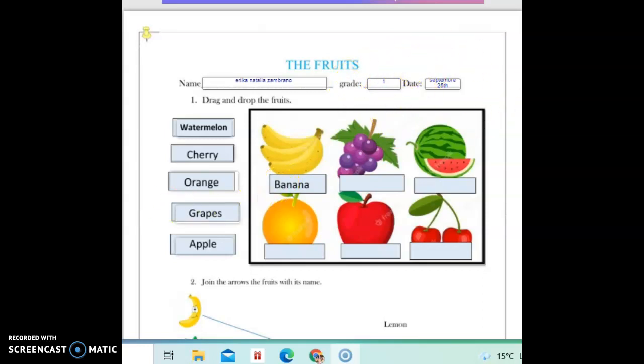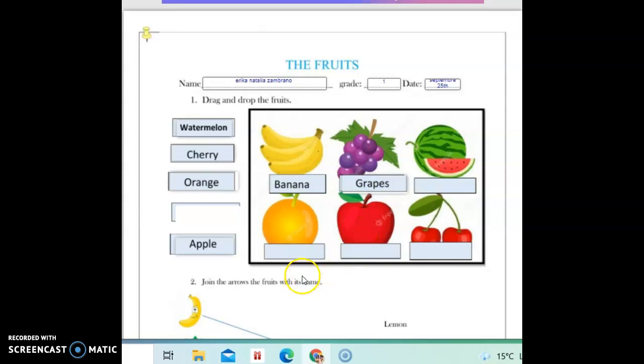Then the first point aims for the students to relate the word with the corresponding image. For example, number 1. Write the word of the fruit: banana. Number 2. The fruit is grapes. We draw the word grapes.